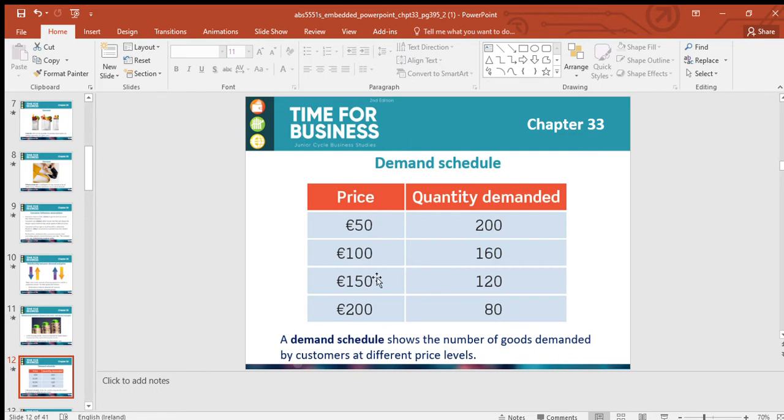So as we see here, and it makes sense, as the price goes up, less and less people are willing to buy that product. So if you look at a really high-end jacket, a jacket that costs €200, there's much less people going to purchase that jacket compared to a jacket worth €50. So we call this a demand schedule, and it shows the number of goods demanded by customers at different price levels. And you see this all the time.